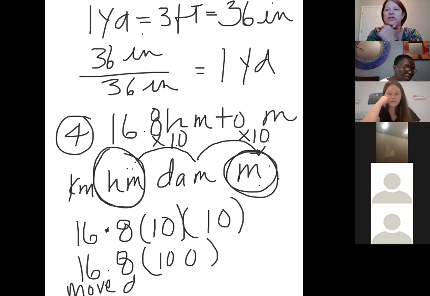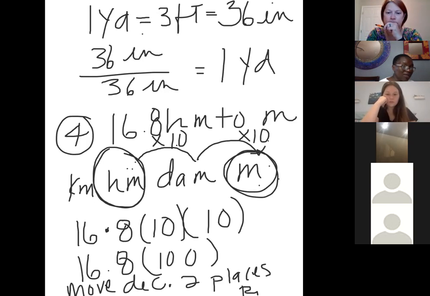Now, guys, this is the same thing as moving the decimal. Can't we just move the decimal over those two? Right, 2 places to the right. Because we're going from a large unit to a smaller unit, we just move the decimal over 2 places. So if you move it over 2 places, that's adding 2 zeros. Does that make sense?